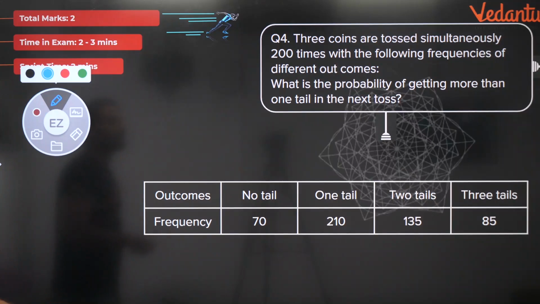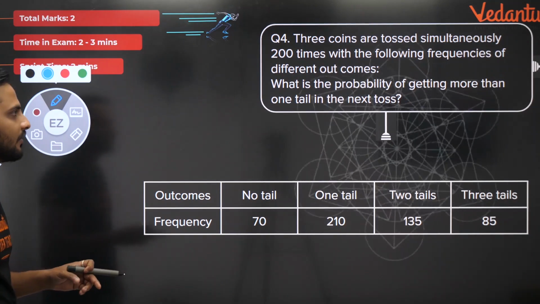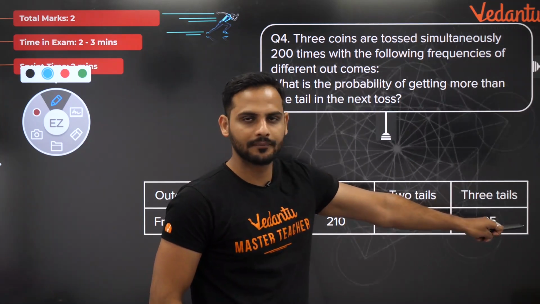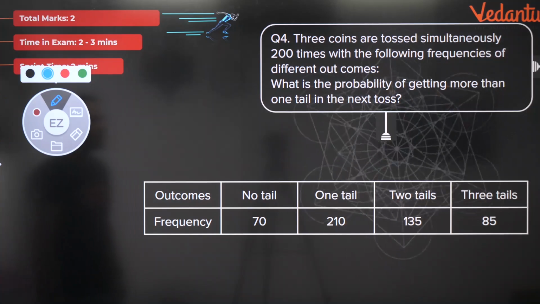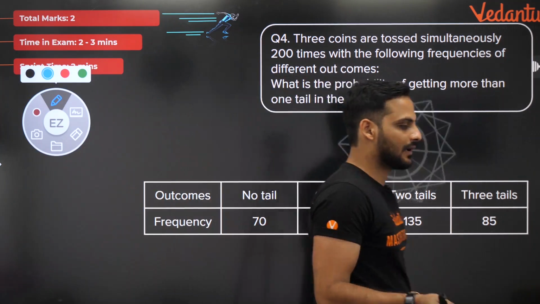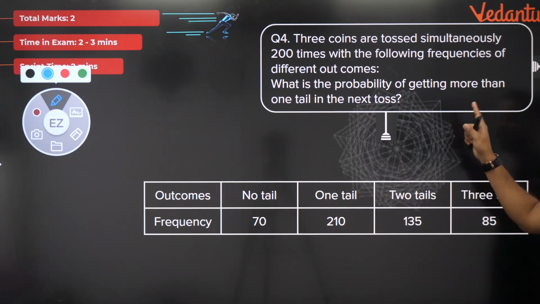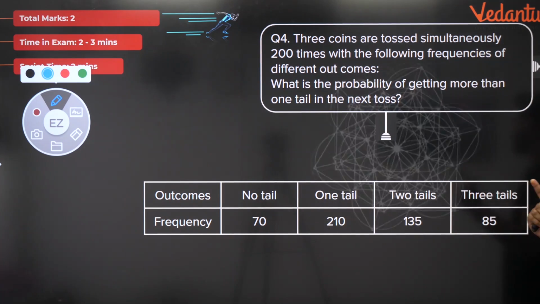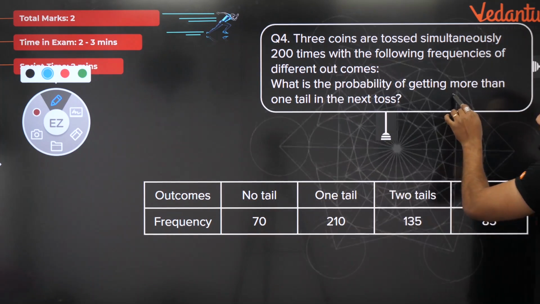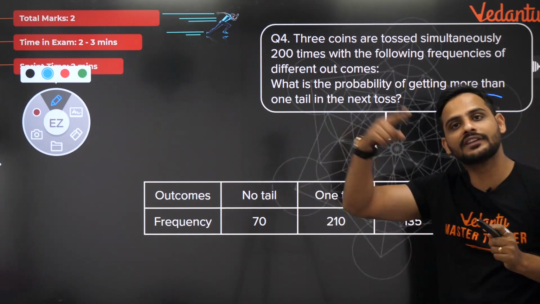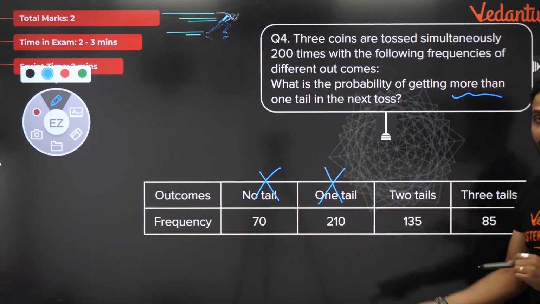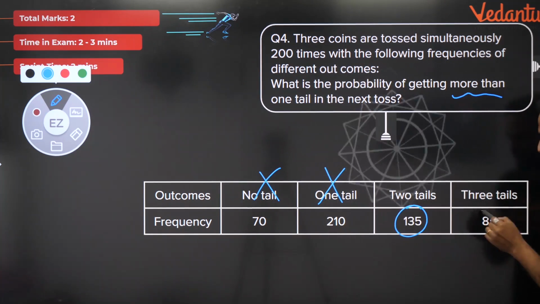3 coins are tossed simultaneously 200 times with the following frequency of different outcomes: no tail, 1 tail, 2 tails, 3 tails. Now, what is the probability of getting more than 1 tail in the next toss? The next toss will depend upon the probability of what we have got here. More than 1 tail means no tail will not be there. When I say more than, it has to be more than 1, not equal to 1. Equal to 1 will also not be included. So these are the 2 favorable cases.